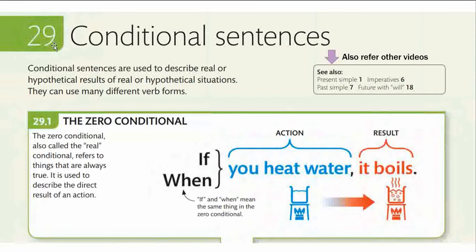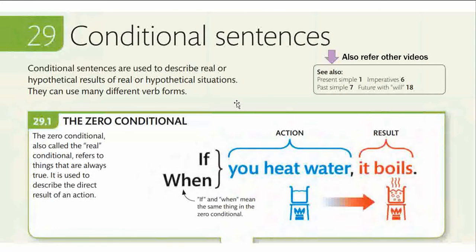Let us first understand what conditional sentences are. Conditional sentences comprise two parts, in which one is an independent clause and one is a dependent clause. It is the dependent clause which begins with if or when that is known as the conditional clause, and the remaining part of the sentence, that is the independent clause, is based on the condition that it is setting. Conditional sentences are used to describe real or hypothetical results of real or hypothetical situations.